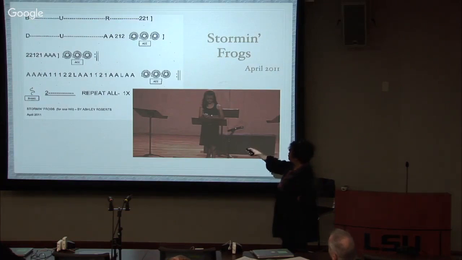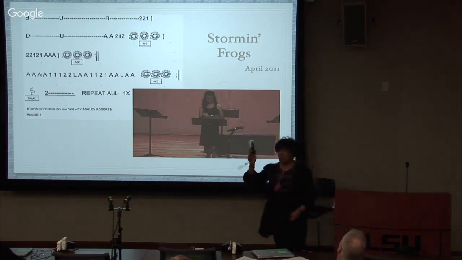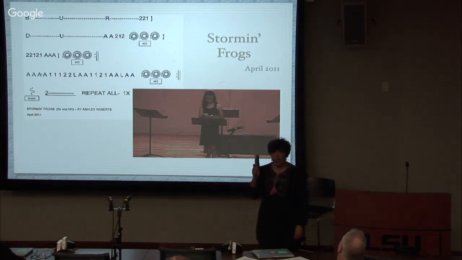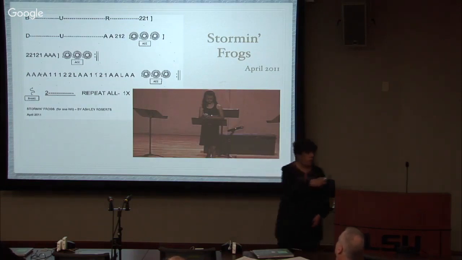These little things in the Wii remote is a thing called an accelerometer. This means that you can do this gesture and it will activate this machine. So we could assign a sound actually to this gesture. So I want you to see, or rather hear, what she came up with. It's called Storm and Frogs.